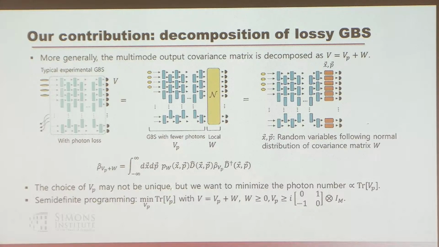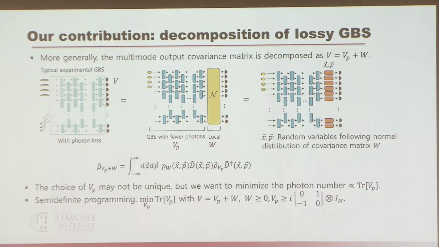Here, the input of this program is this 2m by 2m covariance matrix, which corresponds to the output covariance matrix. Using this covariance matrix, we are going to minimize the photon number of the first layer, which is the trace of the covariance matrix, under some constraints. The first constraint is that the sum of these two covariance matrices has to be the original covariance matrix. The second constraint is that the W matrix has to be positive semi-definite, because it has to be a proper Gaussian convolution, so it has to be a covariance matrix.